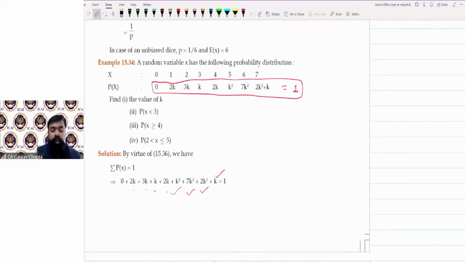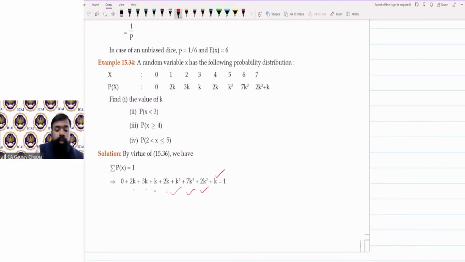So we will get all the probabilities. In place of 2k, you can write 0.2. Then here it is 0.3, 0.1, 0.2. Then k square, 0.1 square becomes 0.01. Then 0.07 and here you can write 0.02 and this becomes 0.12. So in this way we have written all the respective probabilities.